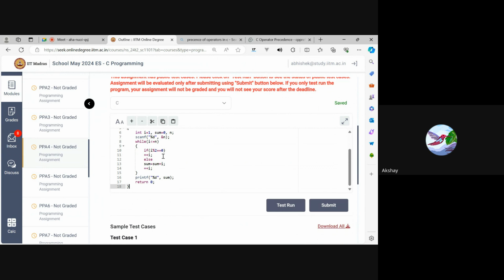Okay. Else, okay, so one thing is that you are doing this increment twice in case this yes condition is satisfied. This is one of the problems.